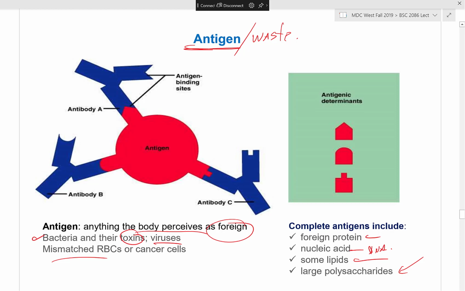So an antigen, if you look at it, is like us. We all are the same, right? We have 2 eyes, 1 nose, 1 mouth, 2 ears, right? 1 head.